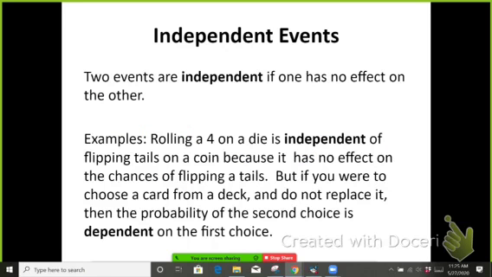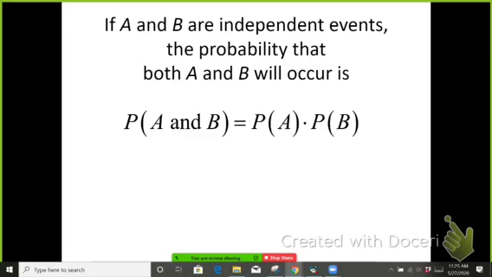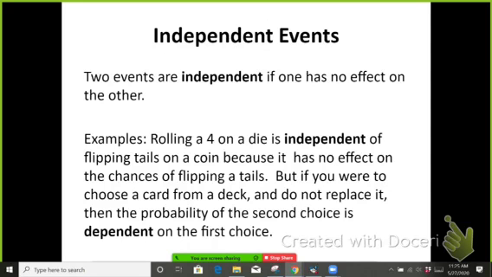Okay, another important topic in probability is independence. Some events are dependent on each other and some are independent. Two events are independent if one has no effect on the other.